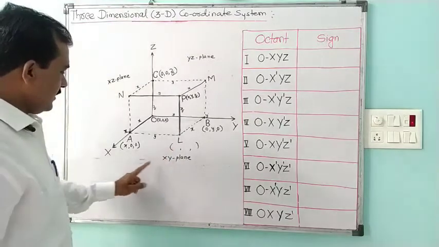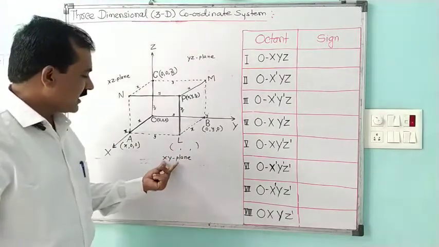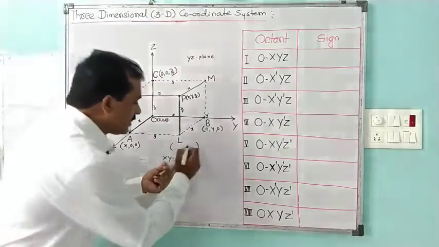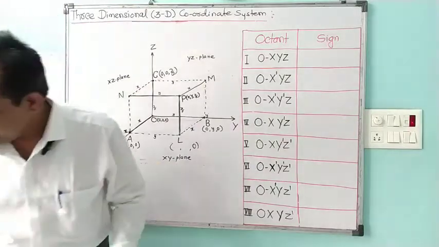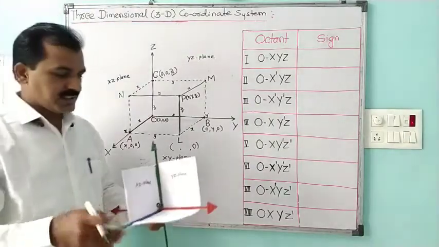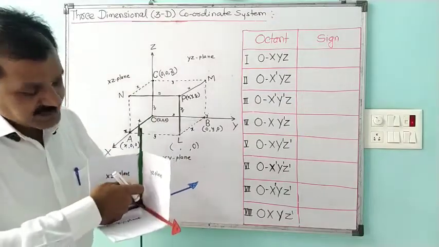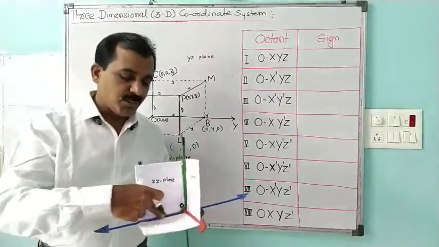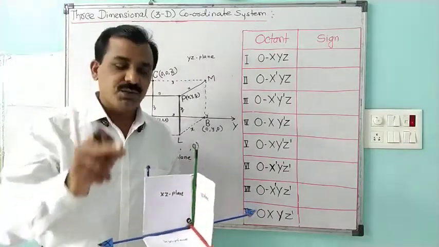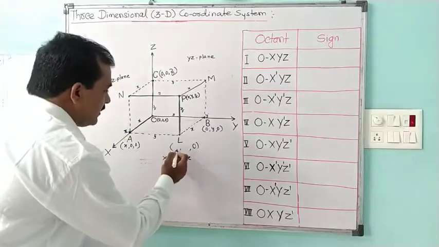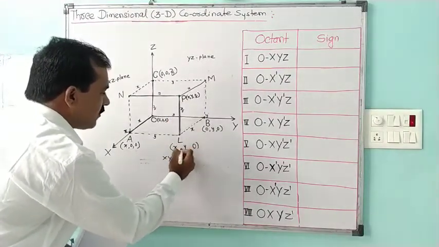This point L is in the xy plane, and yesterday we discussed that when a point is in the xy plane, its z coordinate is always 0, because this plane, which we are calling the xy plane, intersects the z axis at the origin. So all the points in this plane have their third coordinate as 0, and the first and second coordinates are as per the point, x and y.